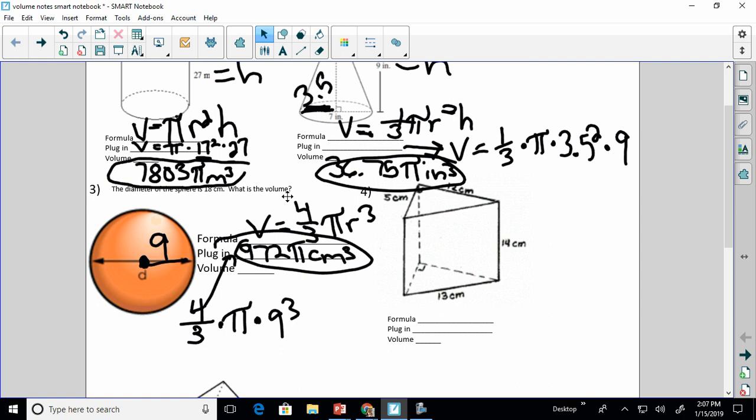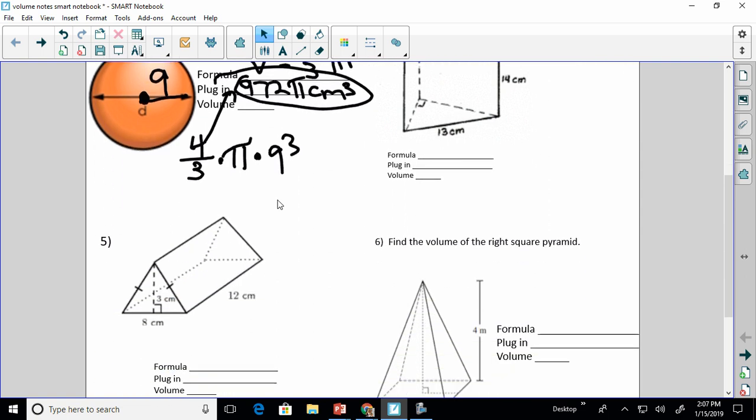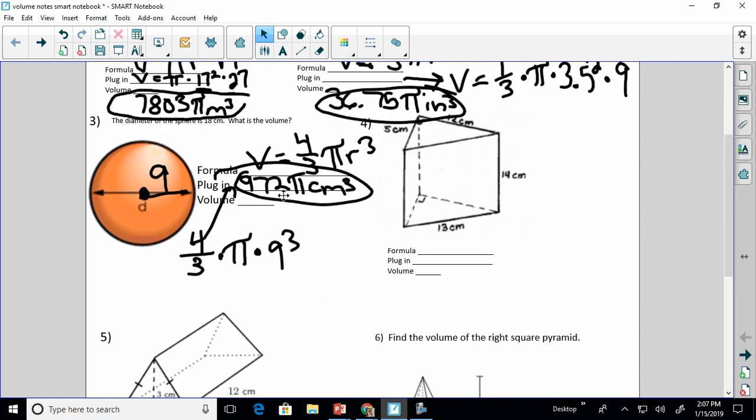Okay, now the next 3 are pyramids and prisms. Their formulas are a little bit different. So if you look at a prism formula, the general prism formula is V equals big B times H. What you need to know is, if you look at the key at the very top, big B doesn't mean just a line. It doesn't mean just the line that is the base. It means the whole area of the base.